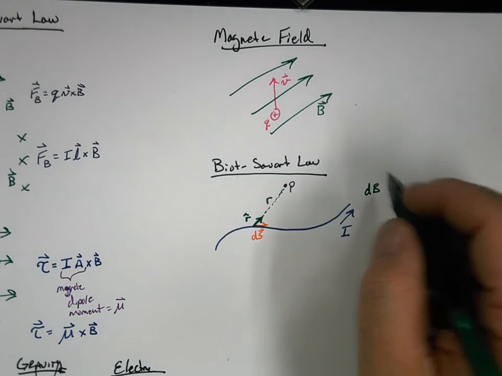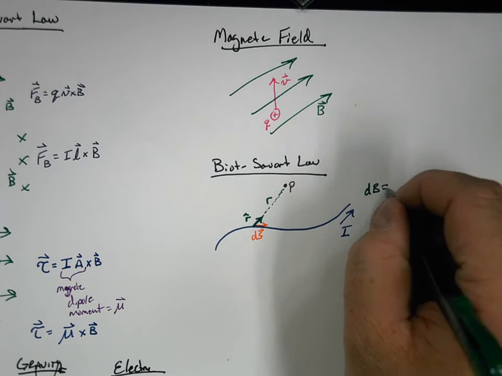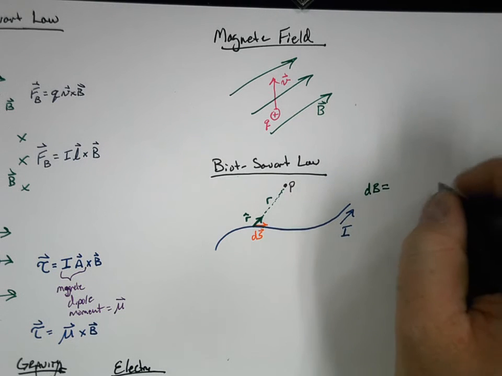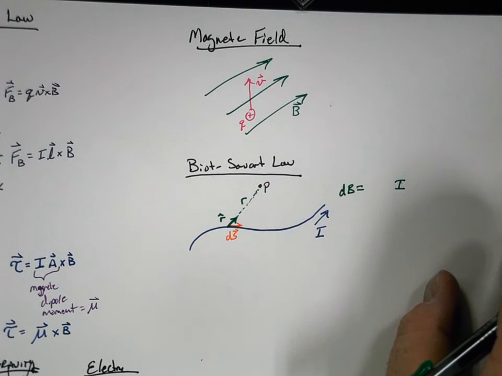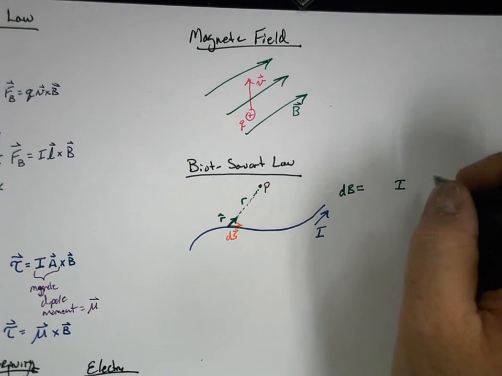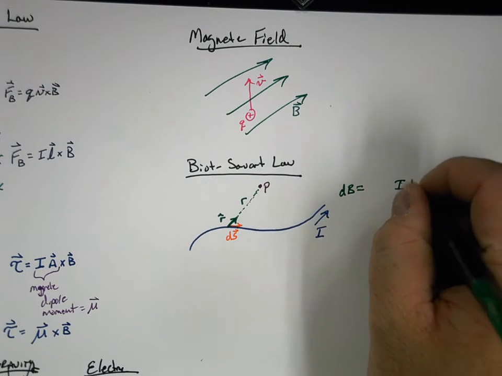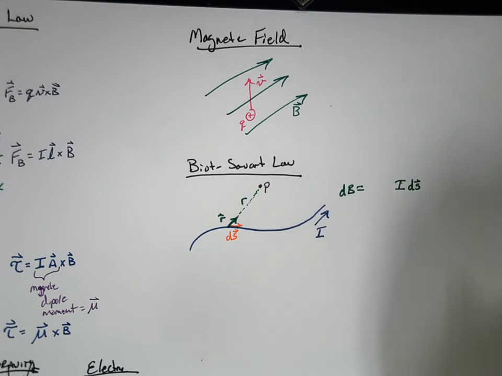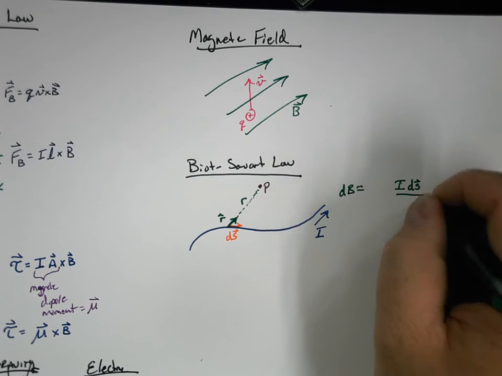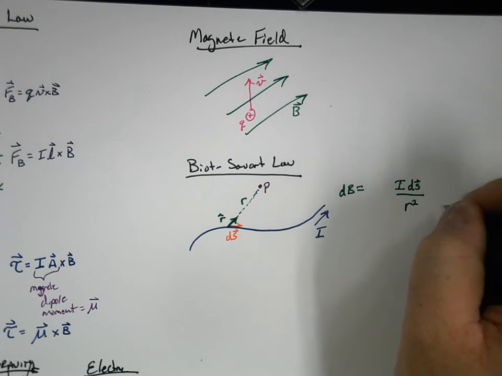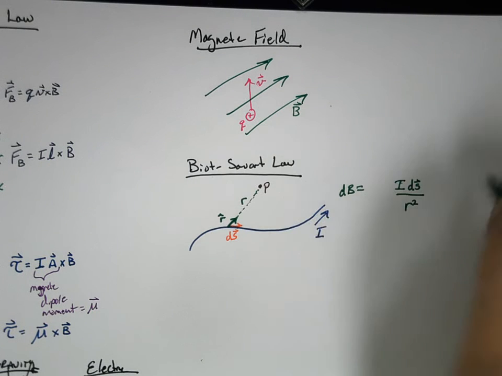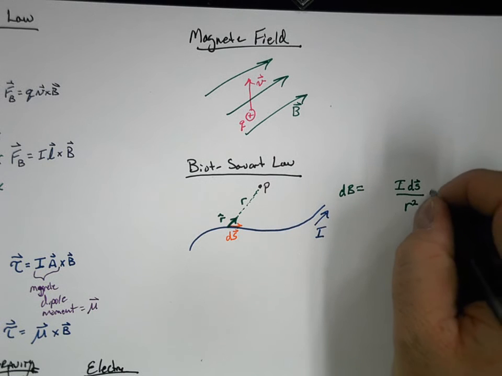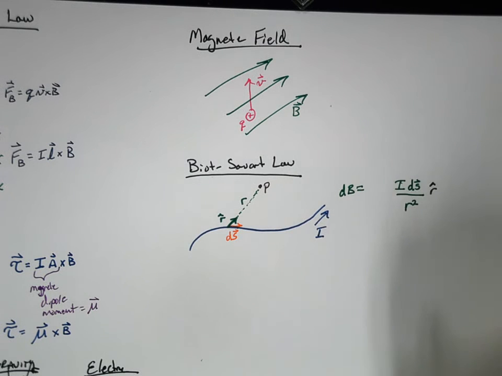And this is what they came up with, so that this infinitesimal change in our magnetic field is going to be given by our current, times our differential distance along the line, divided by r squared, and it's going to act from the current out to that field, and so that's going to be with r hat.